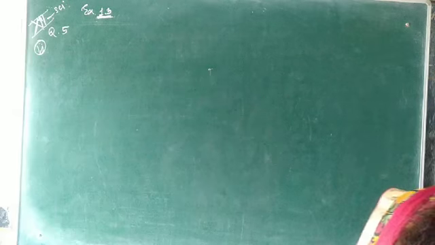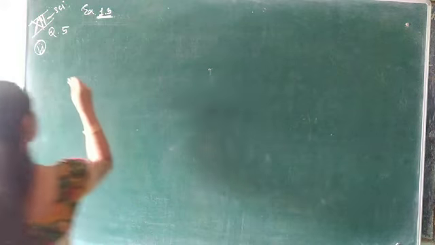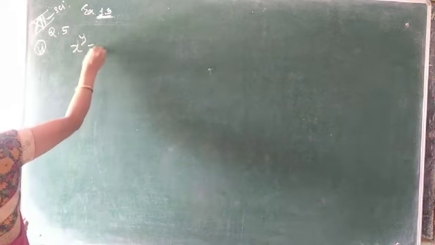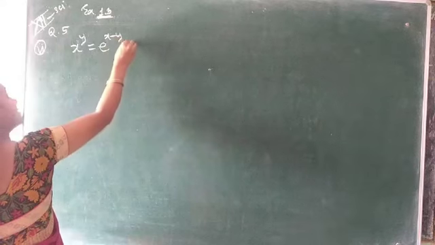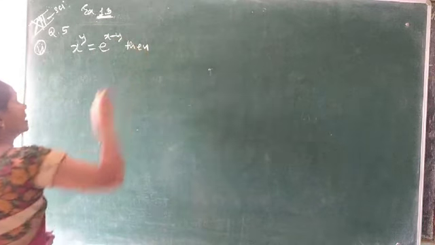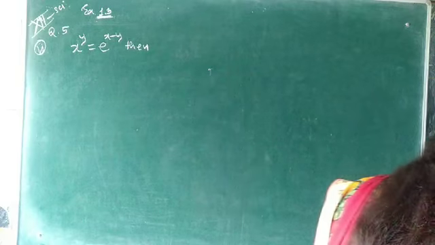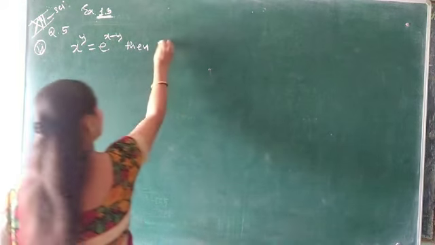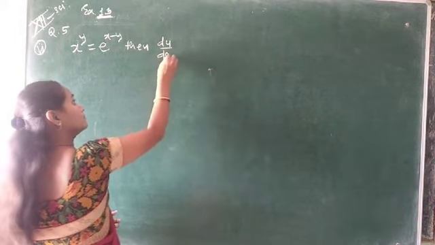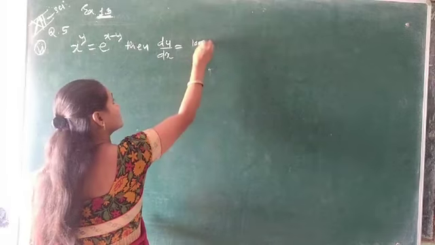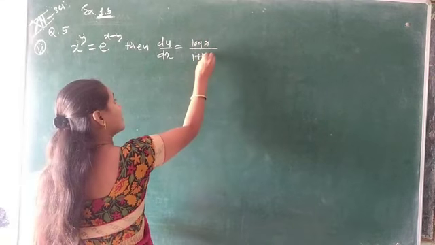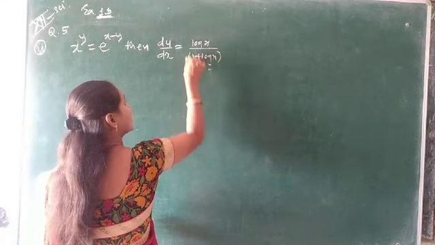If x raised to y is equal to e raised to x minus y, then show that dy upon dx is equal to log x divided by (1 plus log x) whole square.